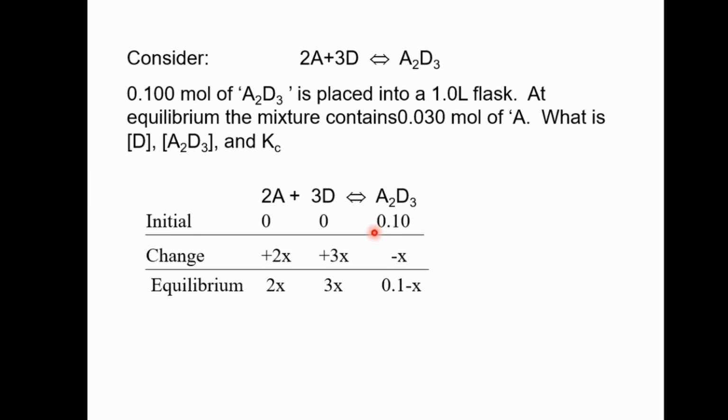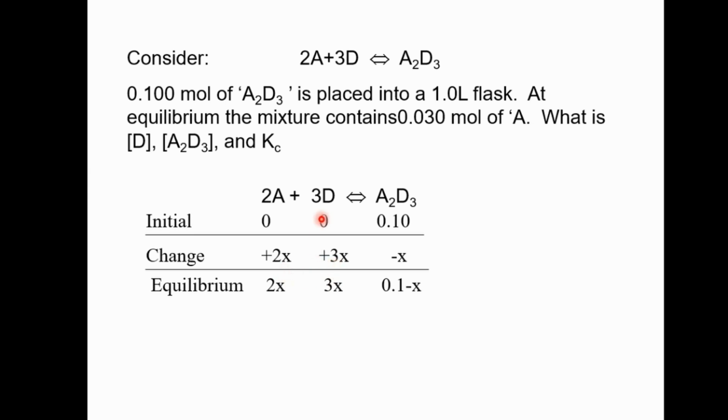Initially, we put in 1/10 of a mole of our A2D3. So at time 0, we know there can't be any D and there can't be any A. And so the interesting thing might be that we know things have to move to the left. It allows me to put a negative sign, a plus sign, and if I choose this species here to be X, then this comes out easy as 3x and 2x.